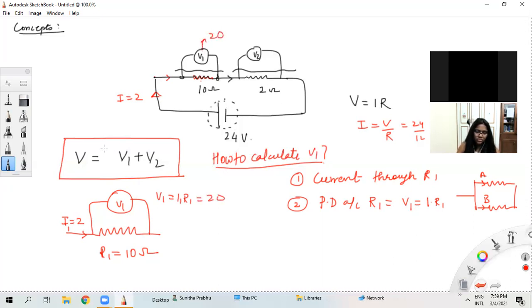Can you help me find V2? Yeah. So you use the formula V equals V1 plus V2. Very good. So it will be 24 plus 20 equals X, and then you substitute it and find. Yeah, you will get V2 as? I'm doing it, one second. Four, sir. Very good.